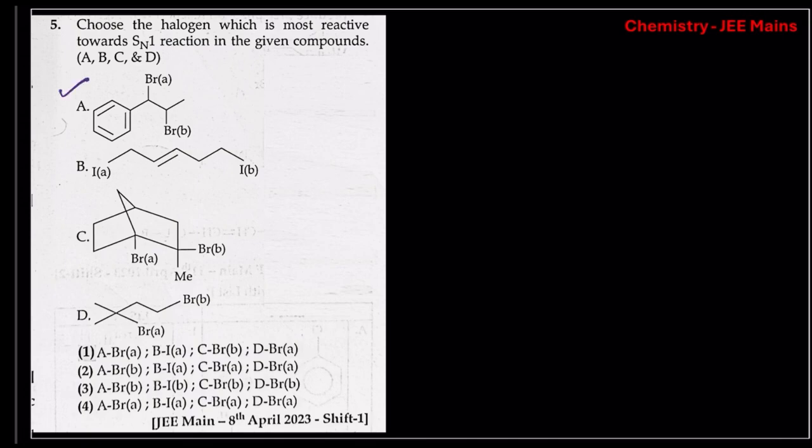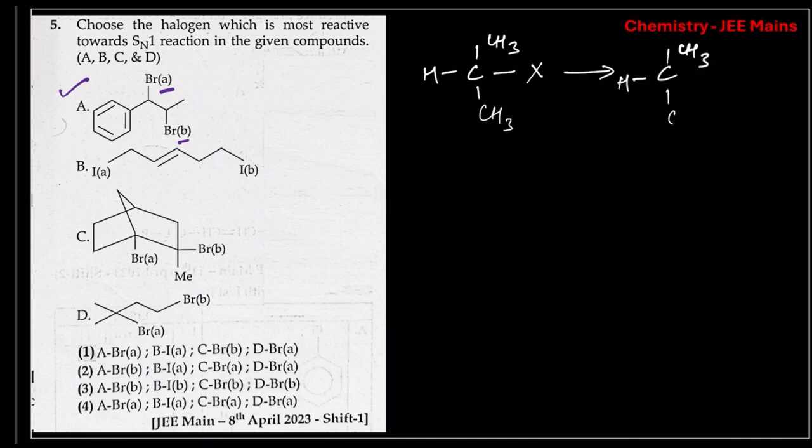Now option A. There are two halogens marked as A and B. Bromine marked as A and B. We have to find out which one of this bromine is most reactive towards SN1. Now SN1 reaction proceeds by the formation of carbocation. For example, a compound like this, suppose CH3, H, CH3 and here halogen. This carbon halogen bond breaks and it results in the carbocation intermediate and the halide ion. So this is the intermediate formed.